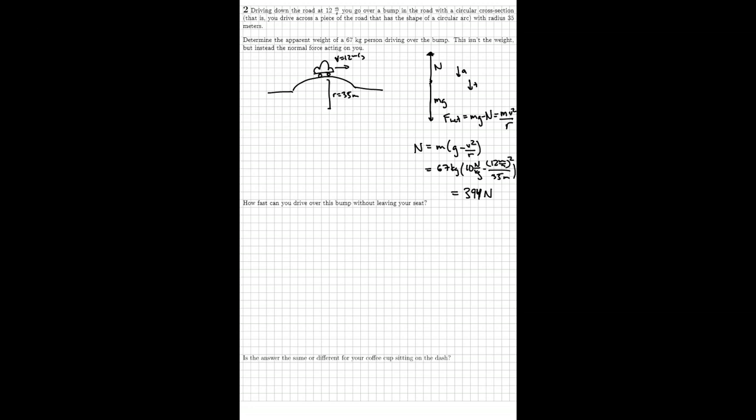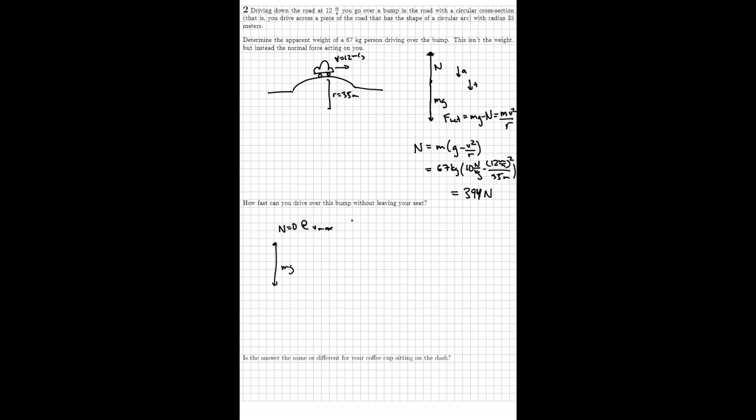If we want to know how fast we can drive over this without leaving our seat, we need to go back and look at the force diagram there. If I go over faster, the mg never changes because my m and the g don't change. But if I go over faster, I'm going to feel even lighter. So that normal force is going to get smaller and smaller until ultimately N is 0 at the fastest speed.